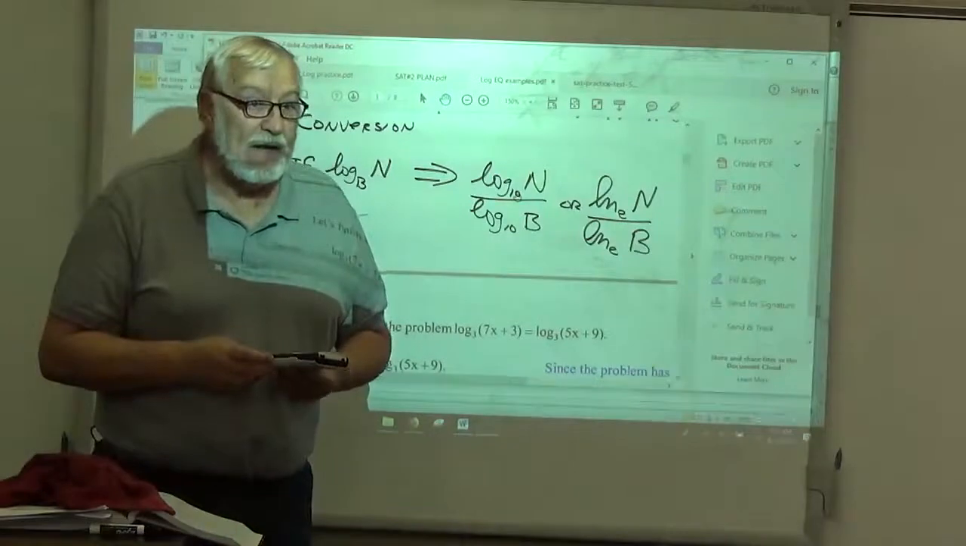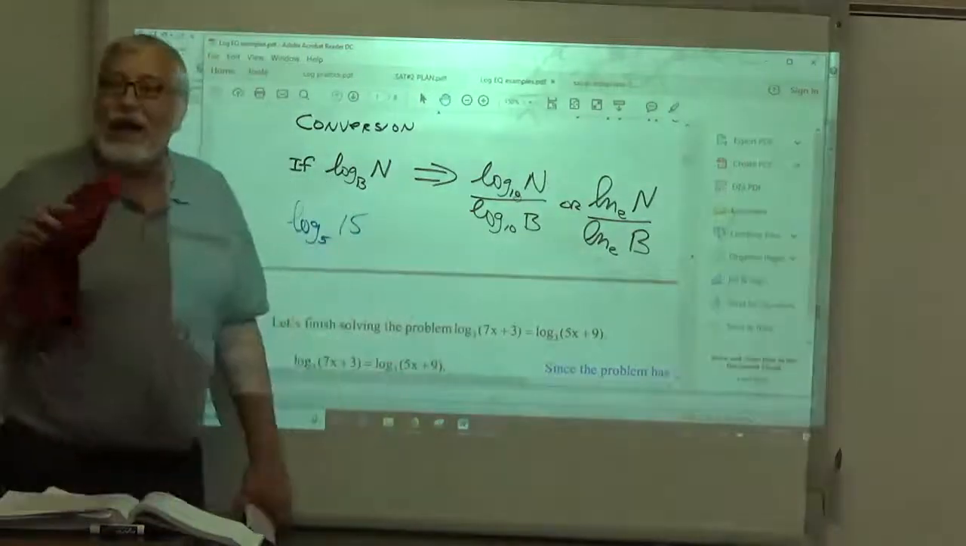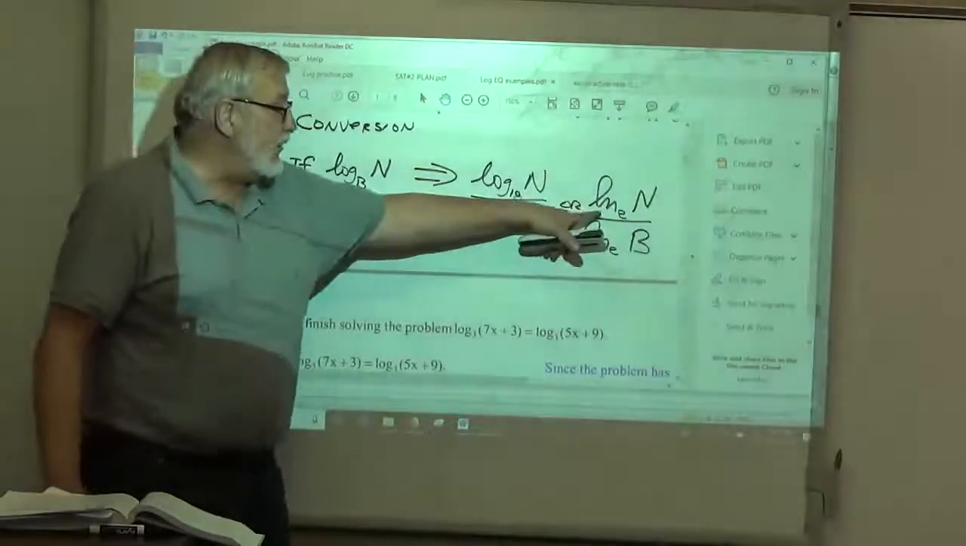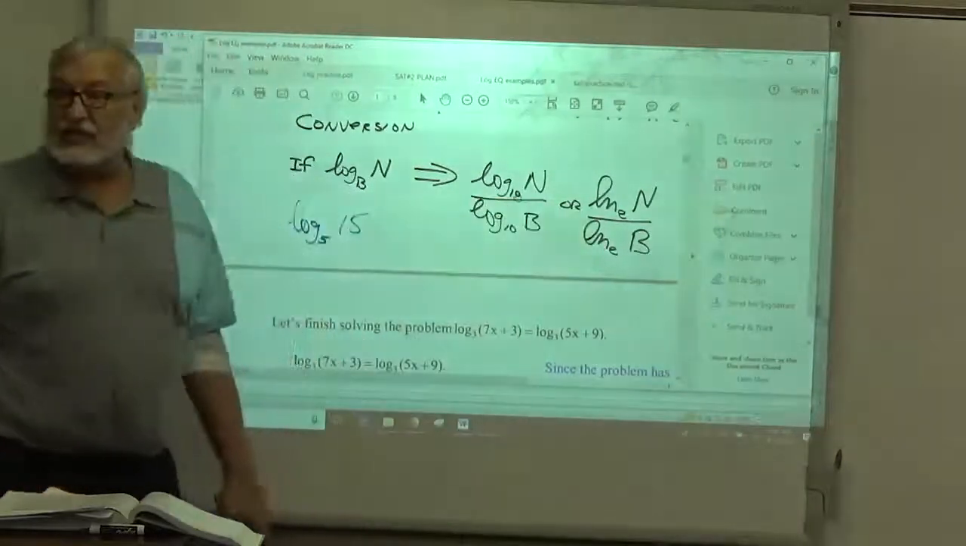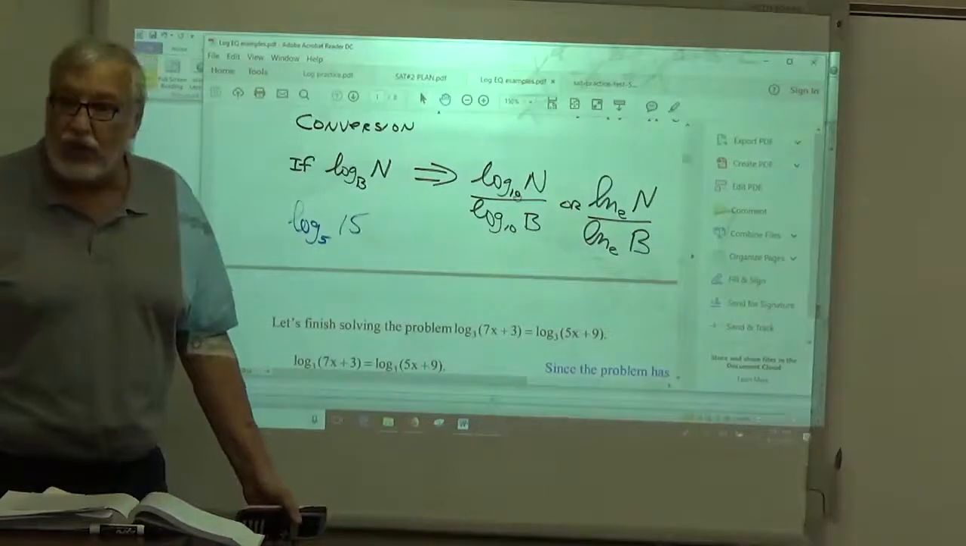1.682606194. Same number, right? So does it matter if you have a problem? Does it matter if you have log or ln, natural log? The answer is no, not for what we're doing.